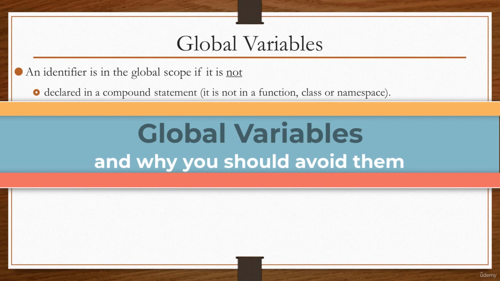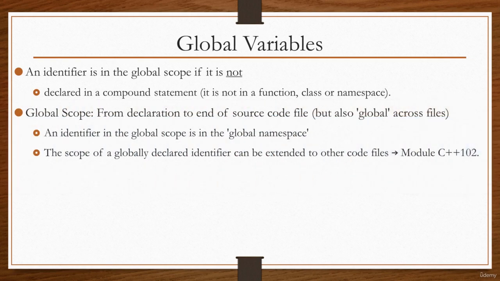In this video I want to talk about global variables and why we typically avoid those. An identifier such as a variable name is in the global scope if it is not declared in a compound statement. Of course we have named compound statements such as functions, classes or namespaces. Now what is the scope of a global identifier? Well, it's basically from the declaration to the end of the file, but it is also global across files.